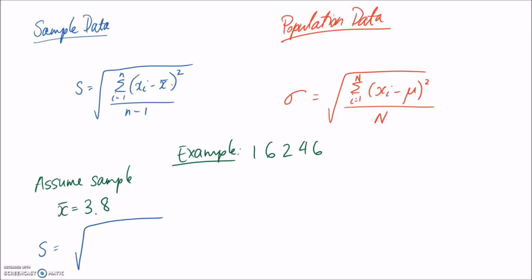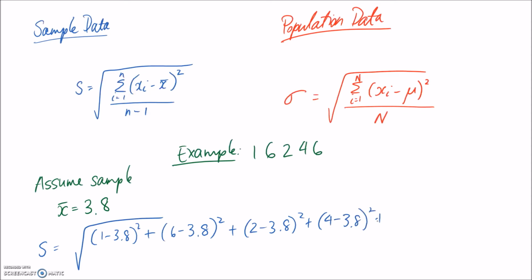Now we have to add up all these. So we're looking at the difference between our observation and the mean. The first one is going to be 1 minus 3.8, and it gets squared, and then it's a sum, so we need to add the next one. That's going to be 6 minus the mean, which was 3.8, and it gets squared, plus the next one is 2, plus 4, plus 6.